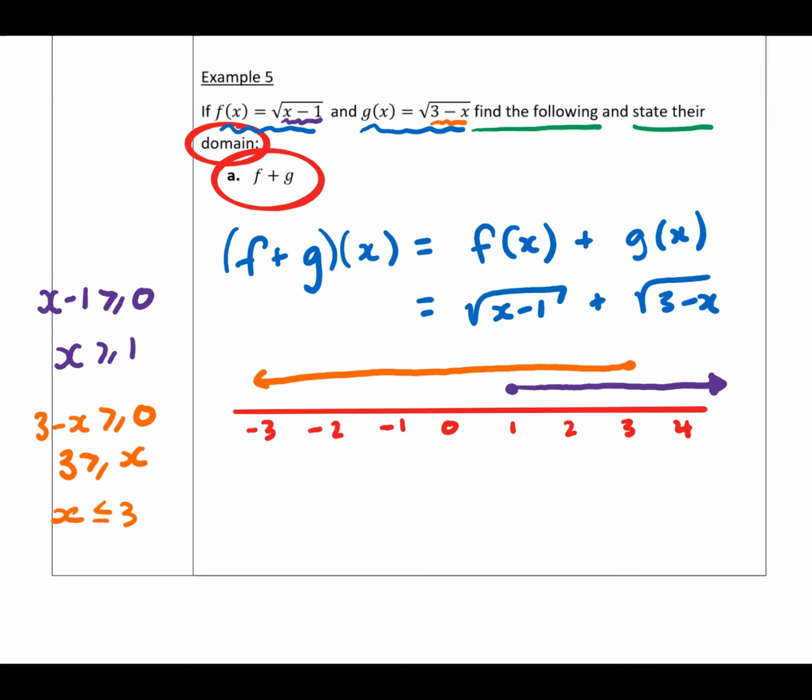So what's the overlap? Well, the overlap occurs between 1 and 3. So if I'm asked to state the domain, well, the domain of f plus g is only equal to 1 to 3. So that's an important property of the sum and difference of functions. If this was f minus g, it would be exactly the same. The domain would be 1 to 3 because it needs to be that intersection or that shared domain.